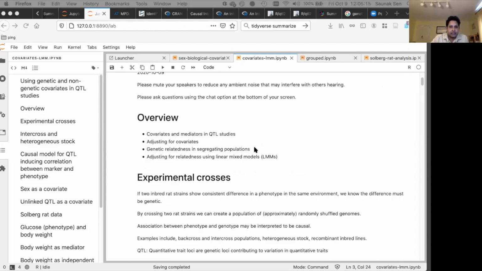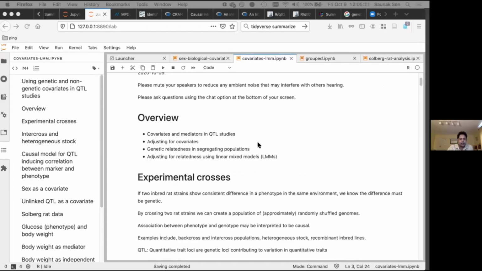Then we will discuss genetic relatedness in segregating populations and how we can adjust for genetic relatedness in genetic studies using linear mixed models. What is tying genetic relatedness to covariates is that genetic relatedness is a form of genetic covariation. That is how covariates and genetically related populations are tied together.